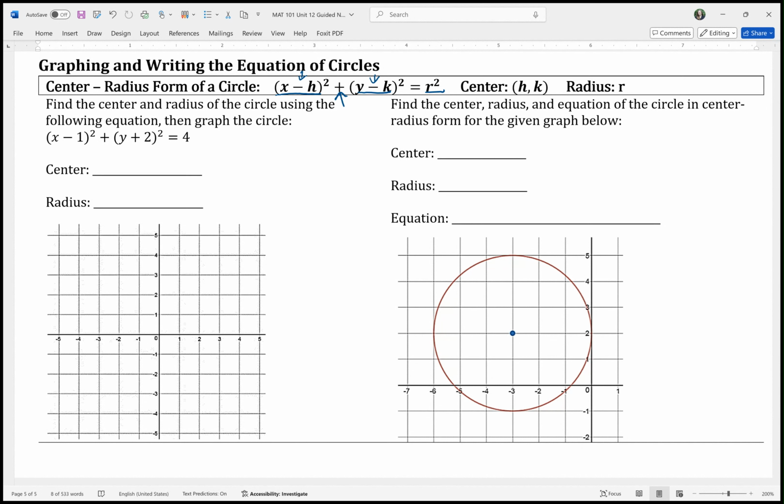So let's look at our first example. It says find the center and radius of the circle using the following equation, then graph the circle. Our equation is (x minus 1) squared plus (y plus 2) squared equals 4.